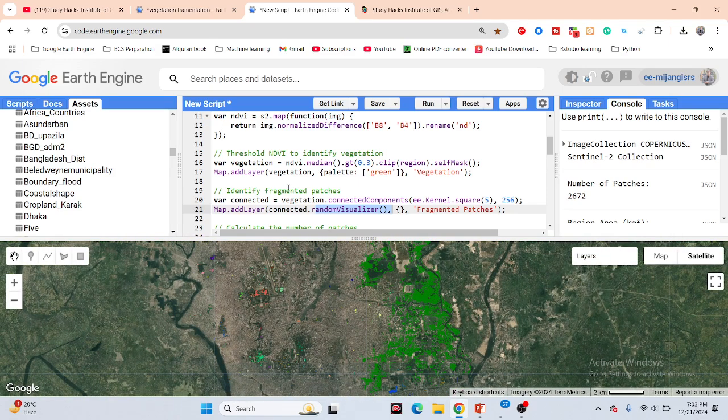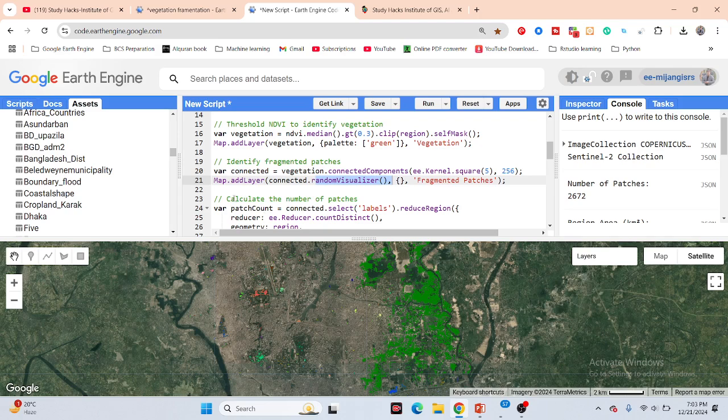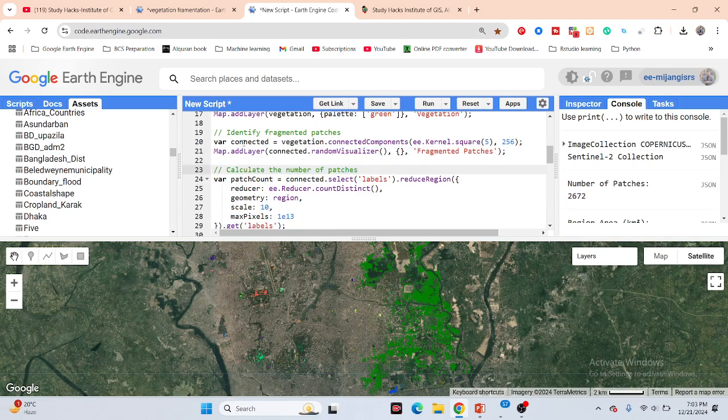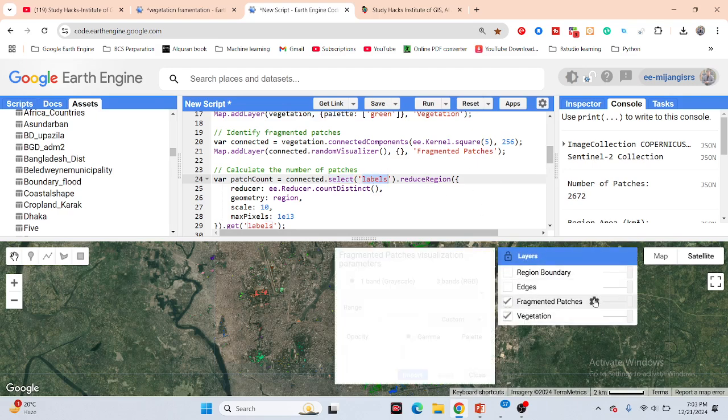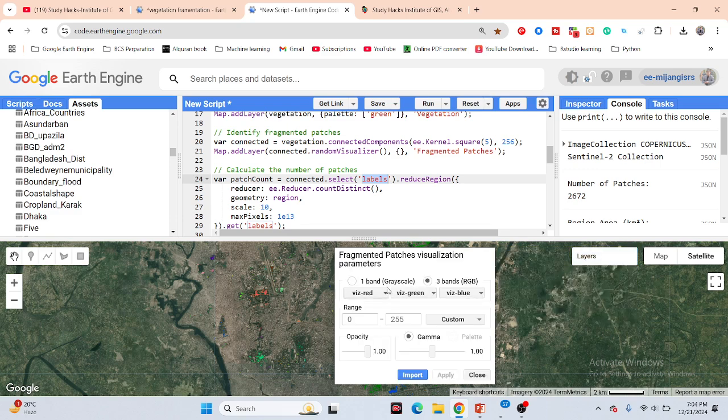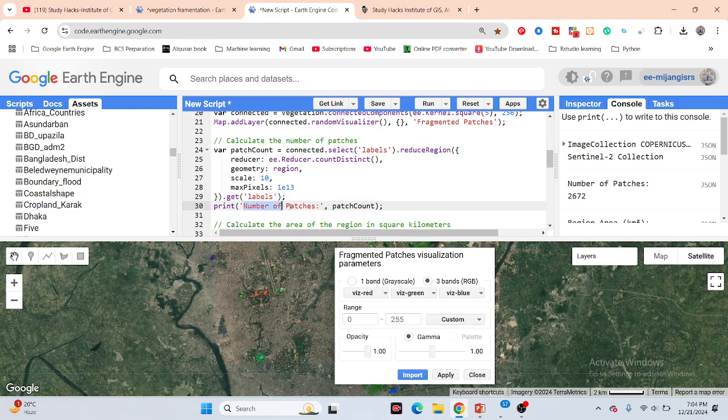Further, we calculate the number of patches. For calculating the number of patches, I call the connected variable and select the labels. If you just run it, we can easily get the labels. If you click here, you can see the different patches. You can also choose a color palette, but in this case I put the random visualizer. Then I set the labels and use reduceRegion, and I calculate the count distinct, basically the distinct count, because I want the number of patches, with the study area shapefile variable name, max pixels, and get the label. So it calculates the number of patches.